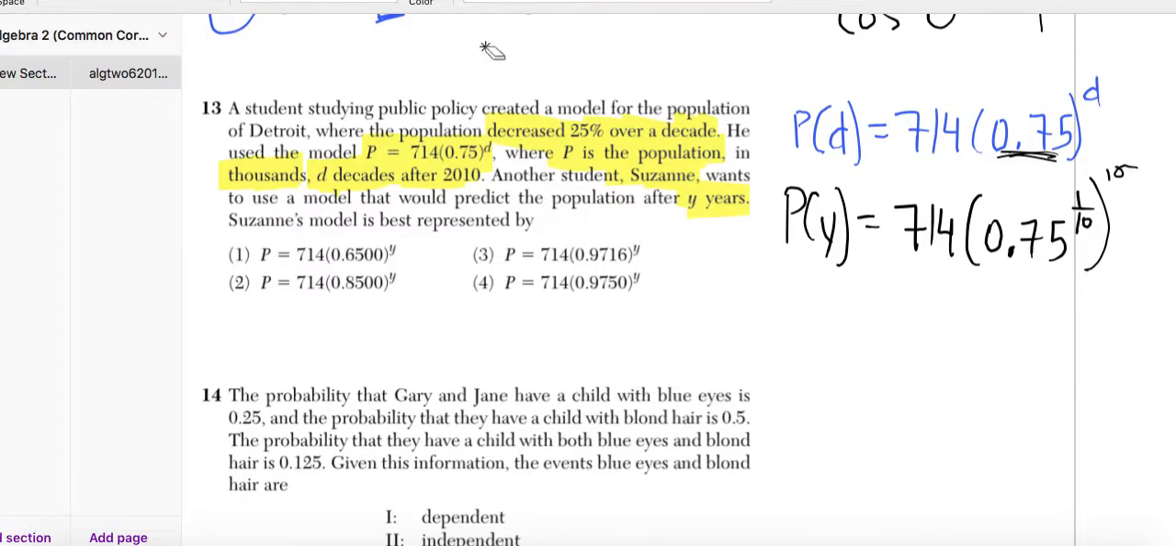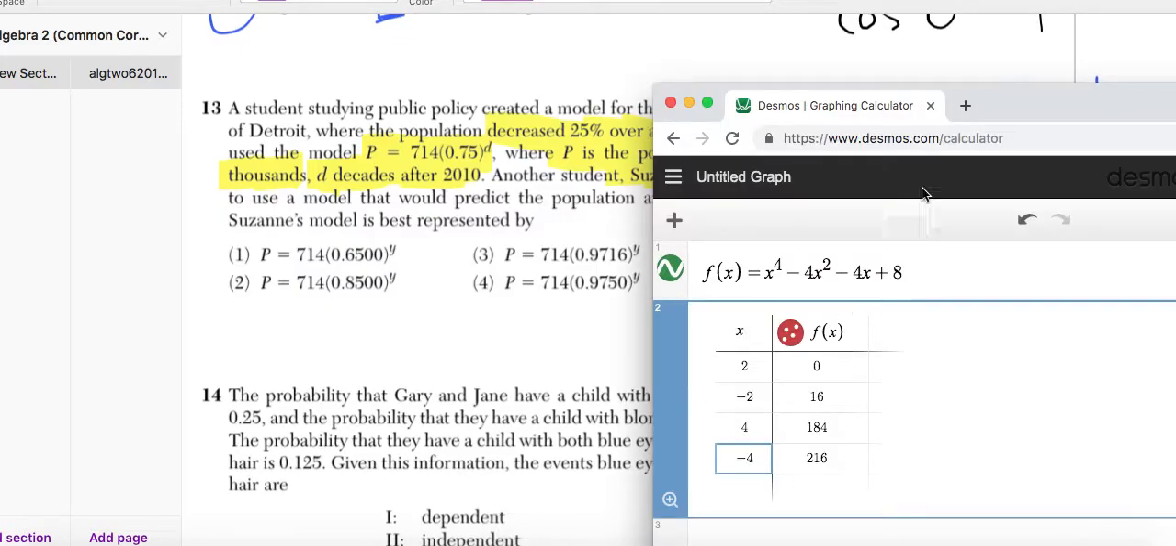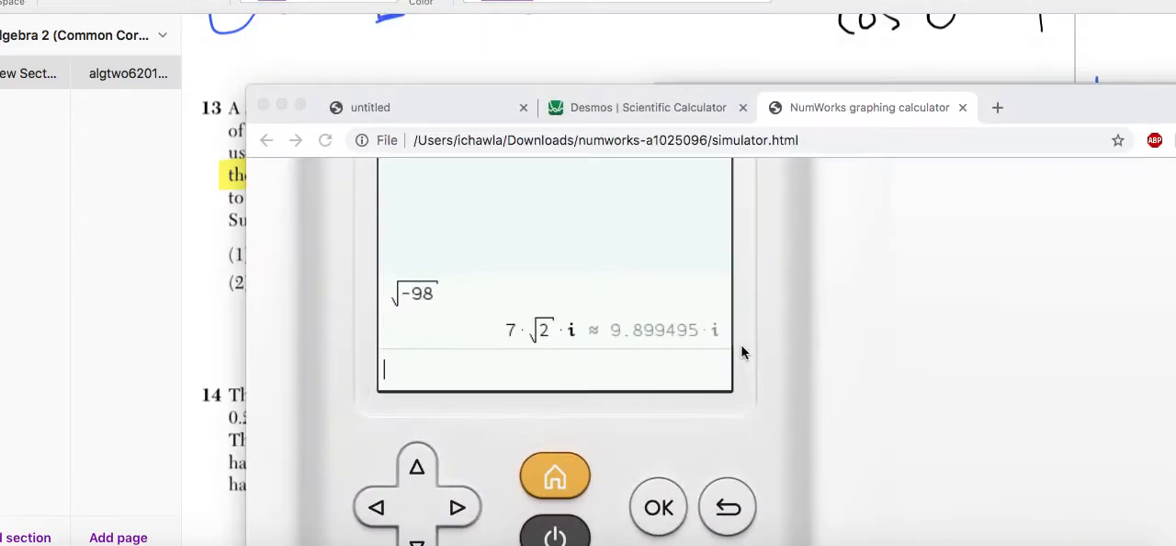I'm trying to get the eraser tool here. So basically, I just want this. And now I want to find out what 0.75 to the 1/10 is, and that's all I need to do.